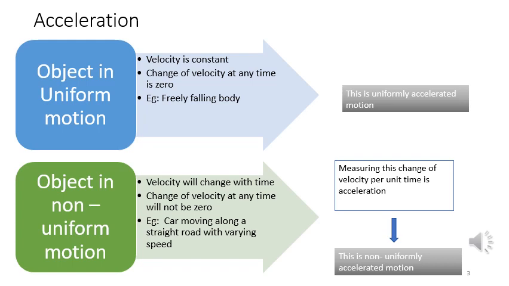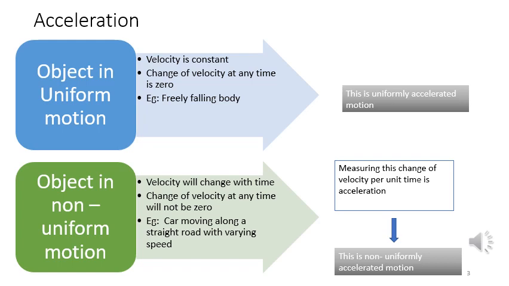Example, for a freely falling body along a straight line, the velocity is constant at any given time. The change in velocity is zero. So we say there is no acceleration. However, when the object is moving in non-uniform motion, the velocity changes or varies with time. The velocity value will be different at different points.